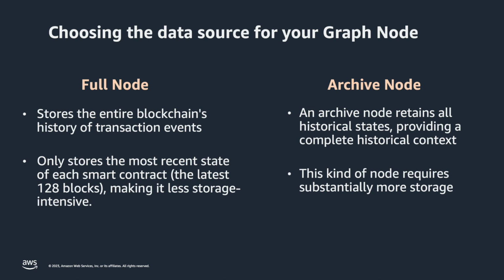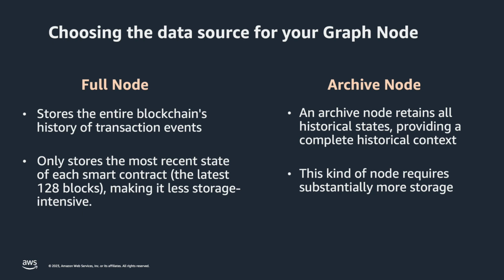A graph node retrieves all new data for a newly created block from the blockchain node and then maps the data to the database schema. As the input source, a graph node can connect to either a full or archive blockchain node. There are several differences between a full node and an archive node that are crucial to understand when deciding which smart contracts you wish to index.